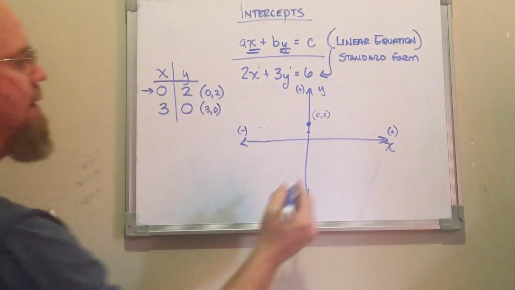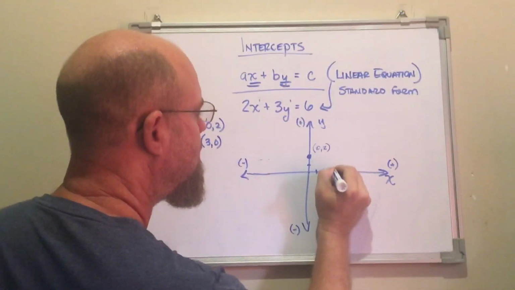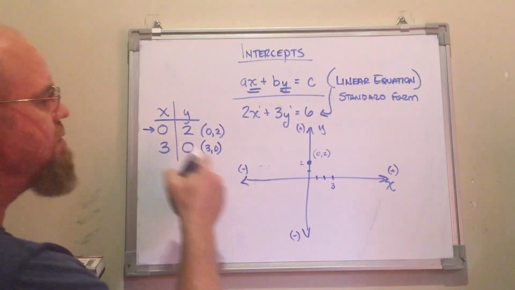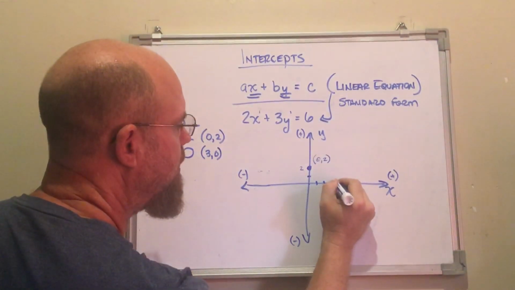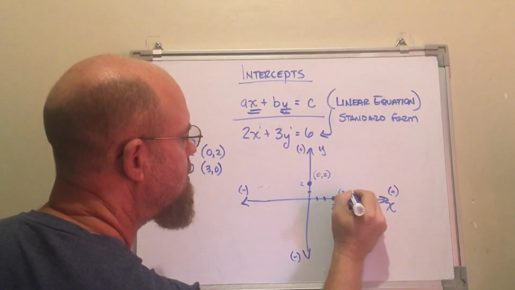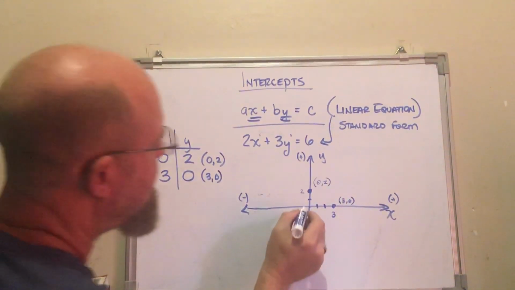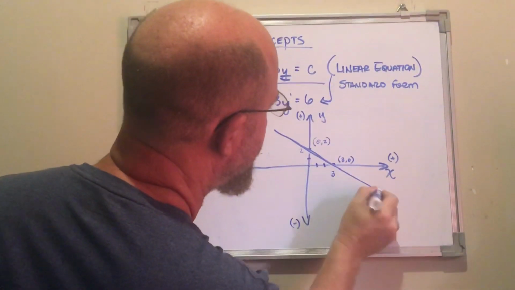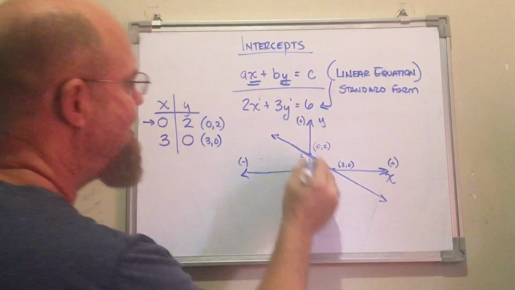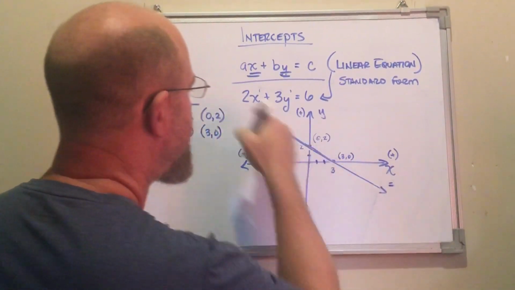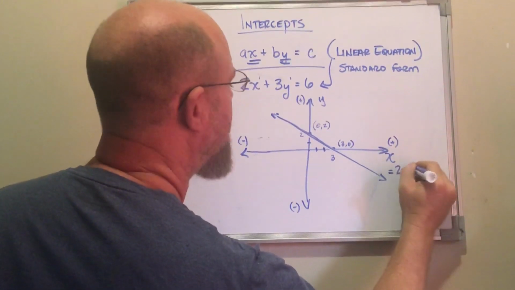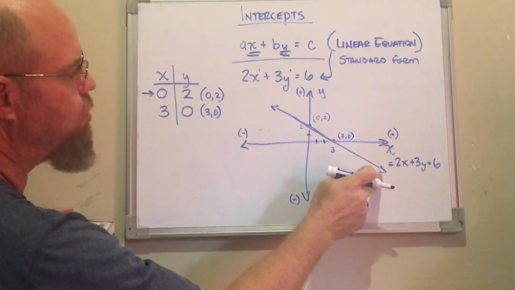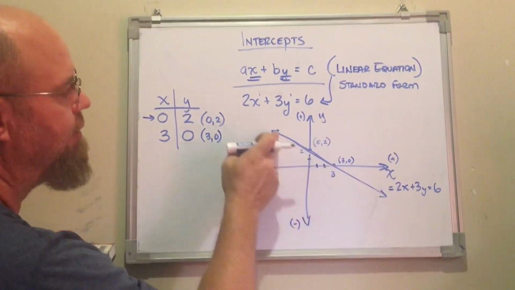And our other point is when x equals 3 and y equals 0. So that's our other point. That is (3, 0). And I can go ahead and connect those points, and extend that line through those 2 points. And this line is equal to 2x plus 3y equals 6. This linear equation is represented by this line right here.